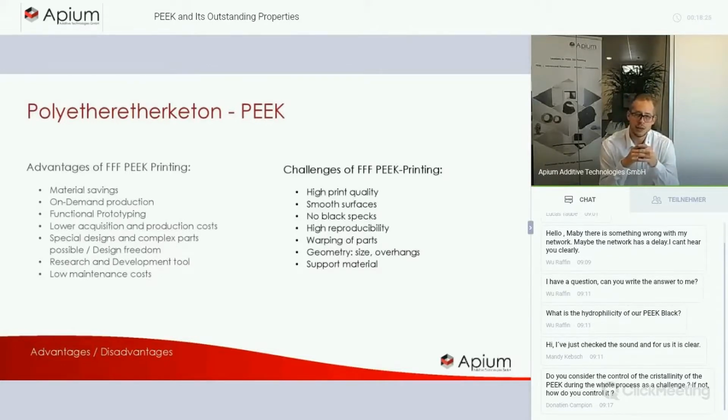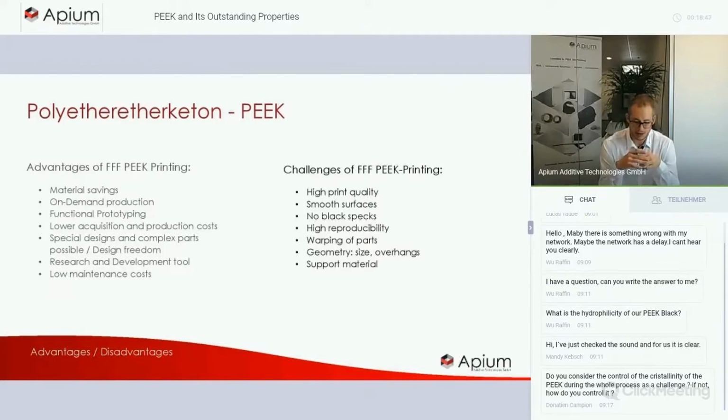Then geometry, size and overhangs. We cannot print everything. This is something we have to say. But there are some organic structures or other structures that are otherwise hard to make, which can be processed very well with this technology.